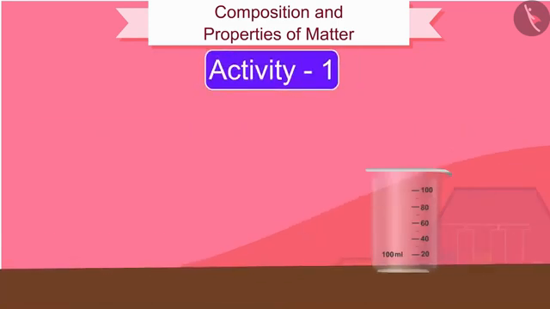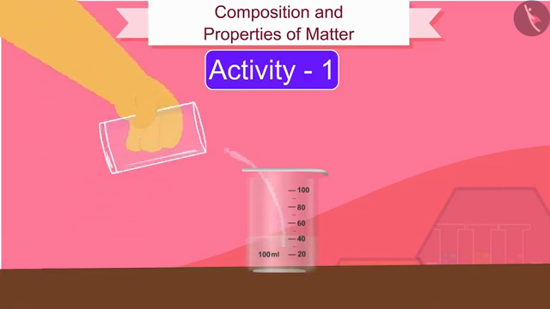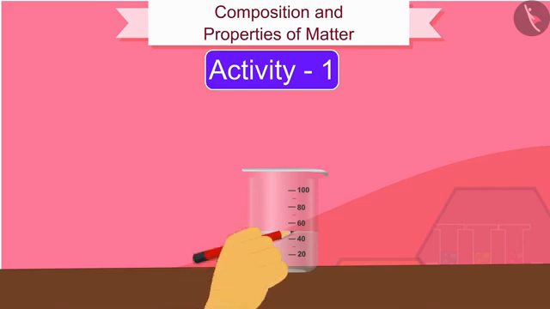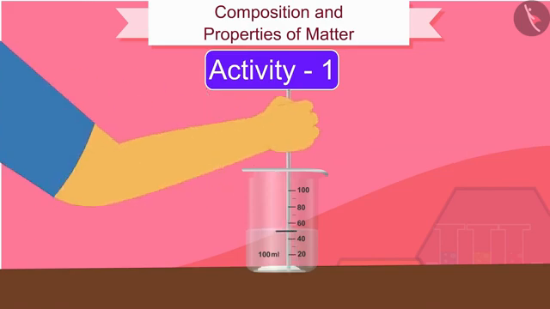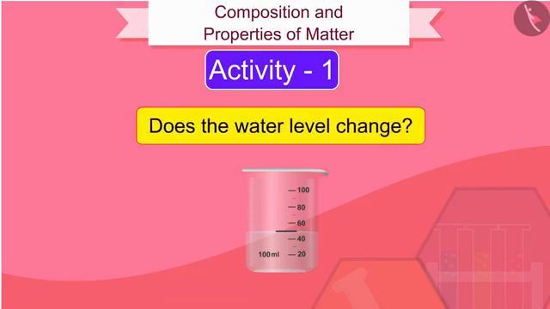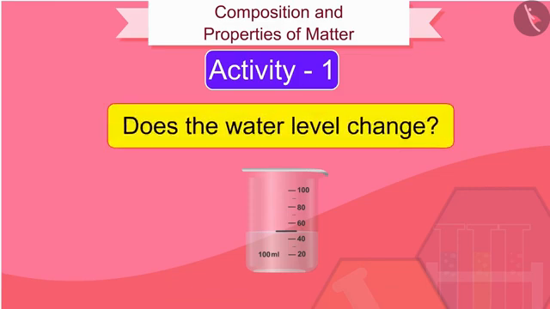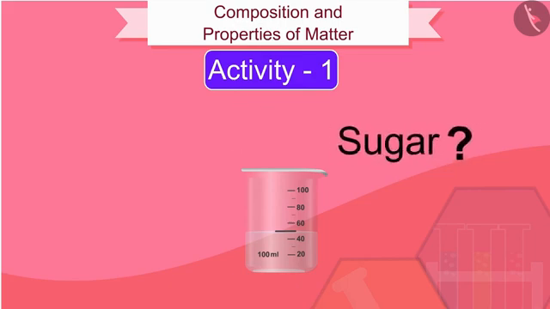Take a beaker of 100 ml. Fill this beaker in half with water and mark it at the water level. Now, dissolve a teaspoon of sugar with the help of a glass rod. What do you see? Does the water level change? No. How did this happen? What happened to the sugar dissolved in the water?